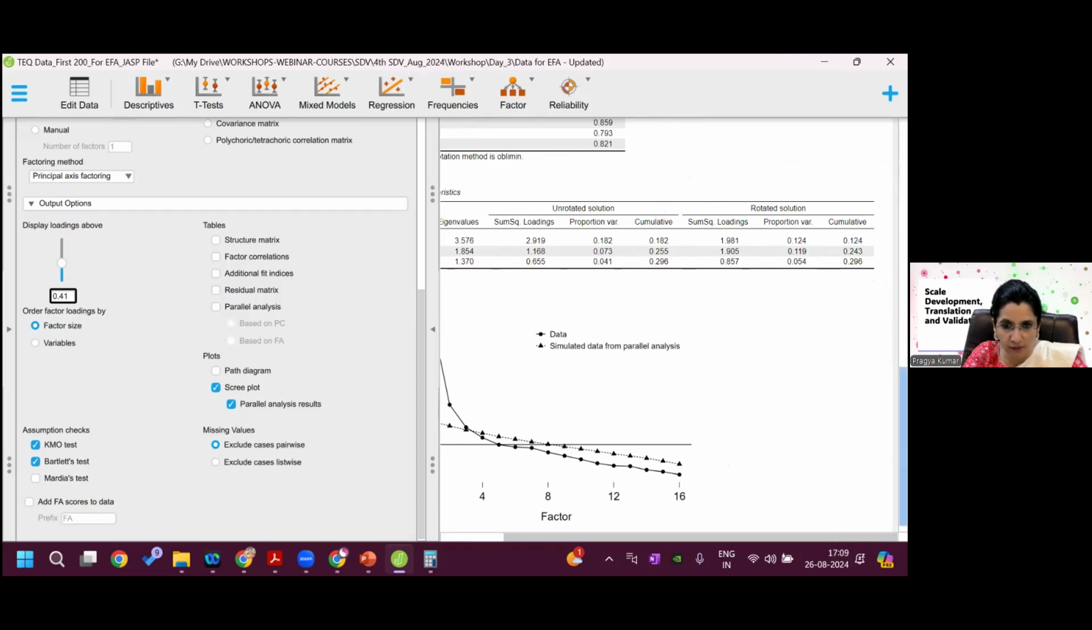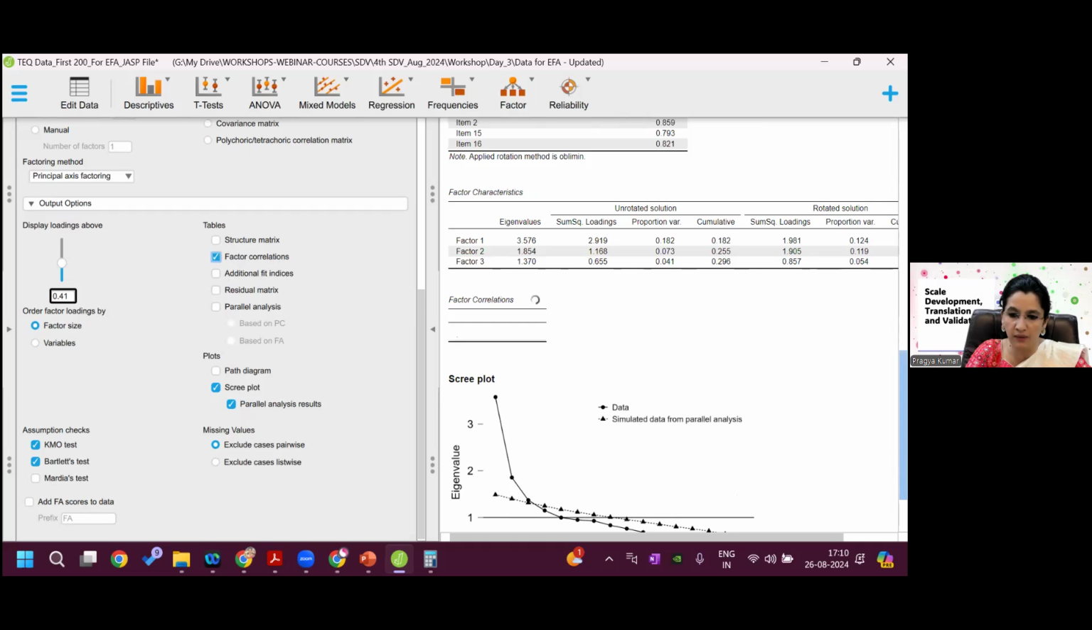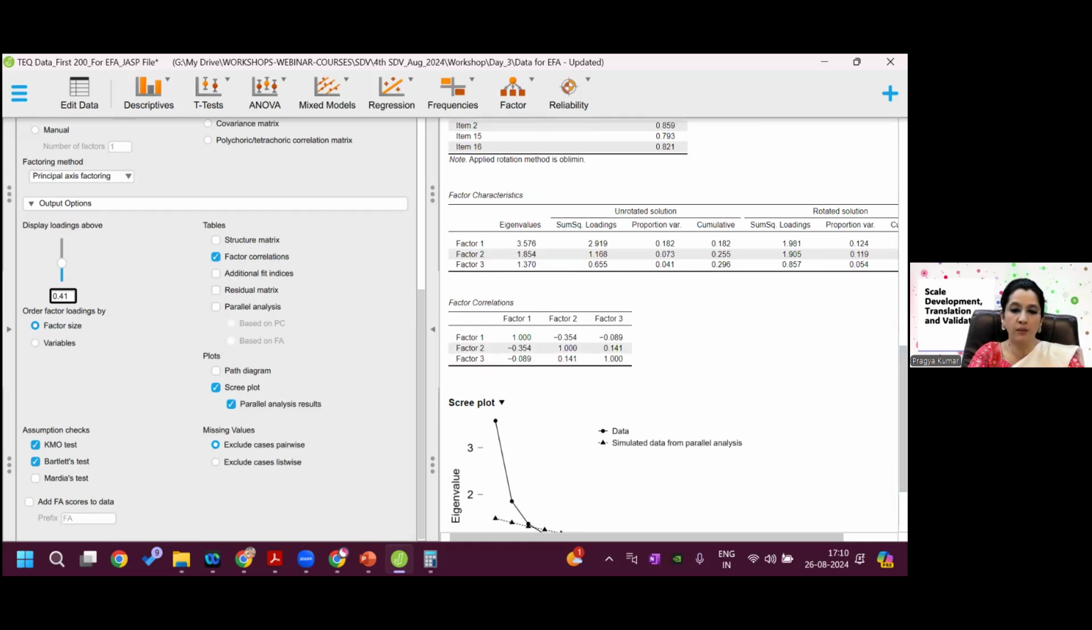So the scree plot you have seen, the unrotated and rotated solution you have seen. Now you can see the factor correlation. Why should you see the factor correlation? Because that will tell you whether you should apply oblimin or not. So you can see factor 1 and 2 it is 0.3. I said that if at least one correlation is more than 0.3, then you can go ahead with the oblimin. So here it is 0.3, so you have done the right thing to go ahead with this.